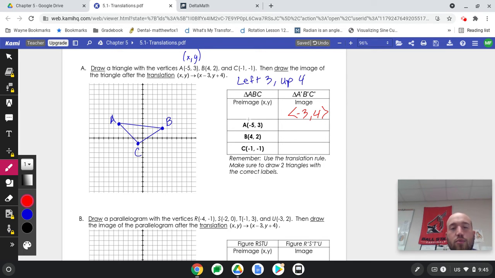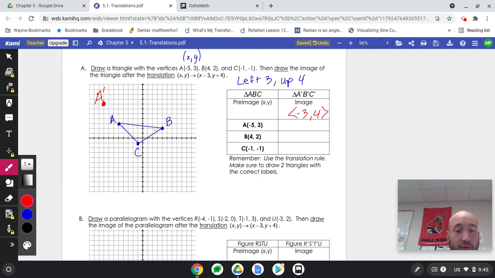We have two options on how we find these points. We either take our initial points and plug them in here, or we can look at our graph and count it over. We'll do it both ways. If we move left 3, up 4, I can start at A and go left 1, 2, 3, up 1, 2, 3, 4. Now, to distinguish this from the initial point, the pre-image, I'm going to put A prime with that little mark. That tells us this is the result.